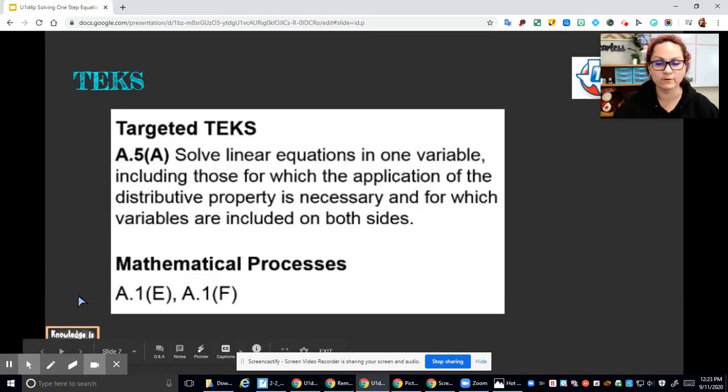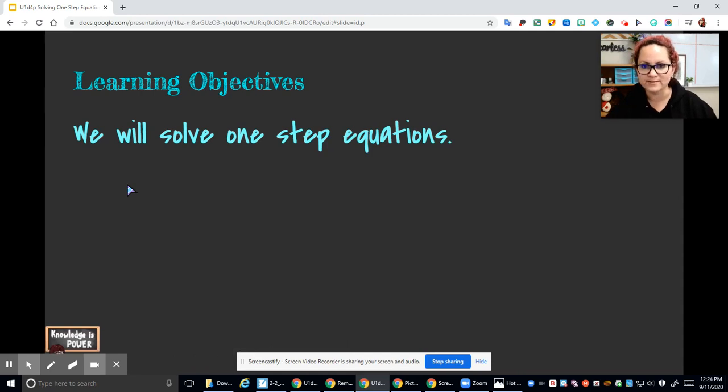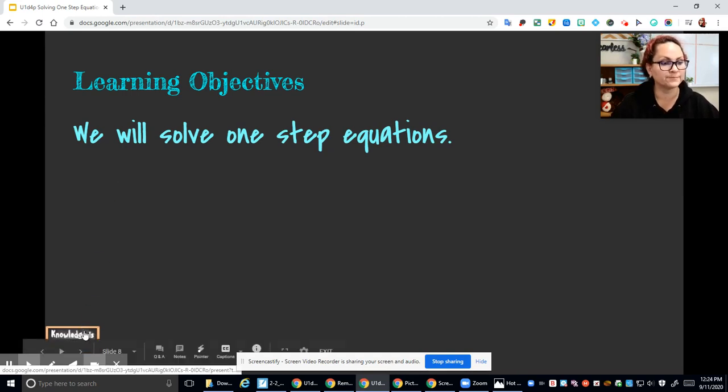Make sure you have your notes today, okay? Again, we will be solving linear equations with one variable. So your learning objective: we will solve one-step equations. At any point, y'all know you can pause and write it down. It is important to take notes, okay? Make sure you do that. So let's go here.